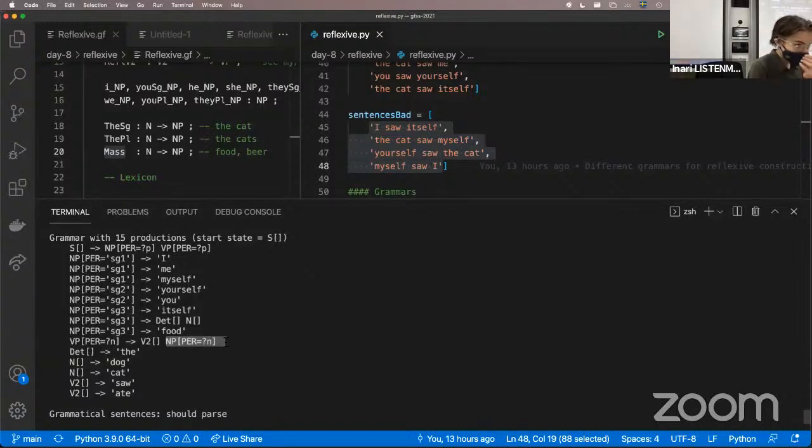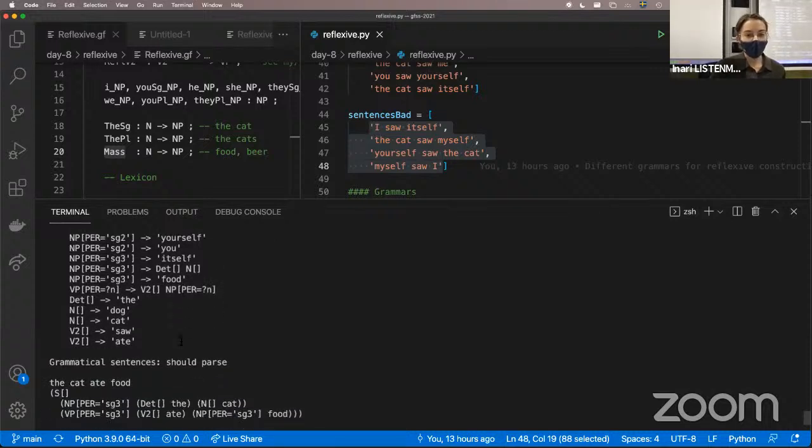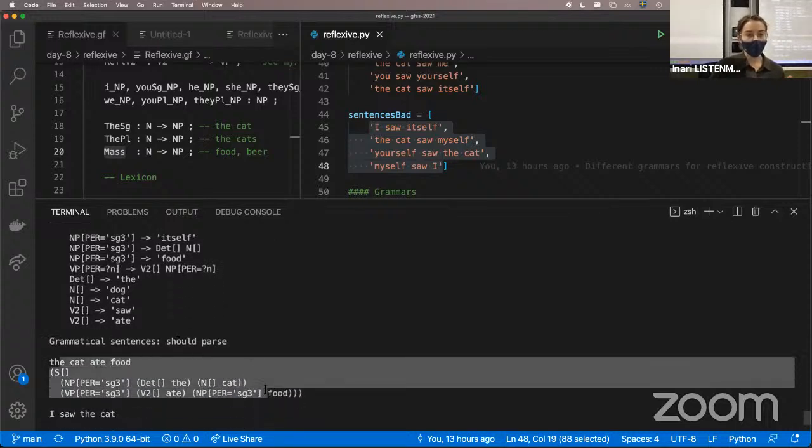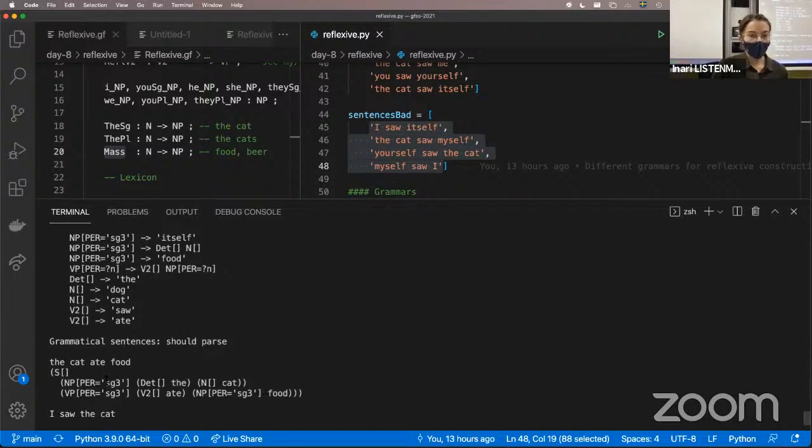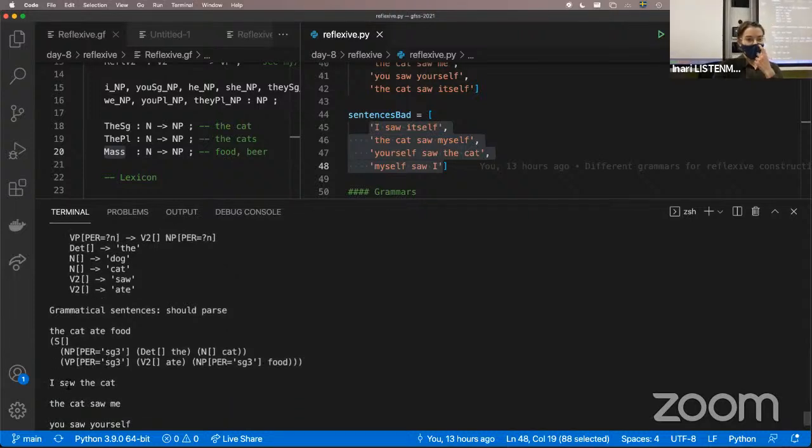So, because the verb phrase also sort of depends on the person, I would say, isn't it? Yeah, I mean, the VP gets its feature from the object. So what this means is that "the cat ate food" is fine. What about the eat itself? But then actually, "I saw the cat" and "the cat saw me" don't parse anymore.